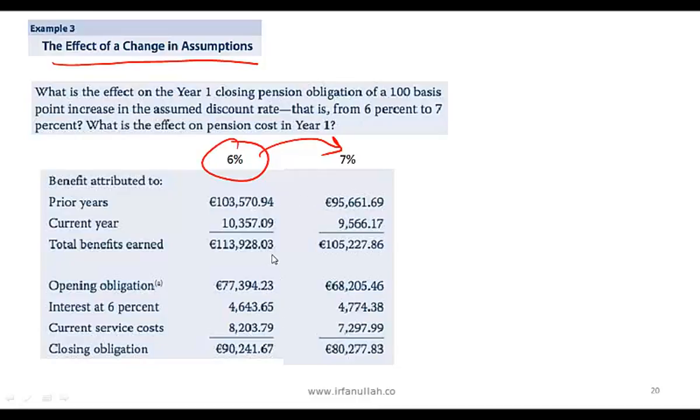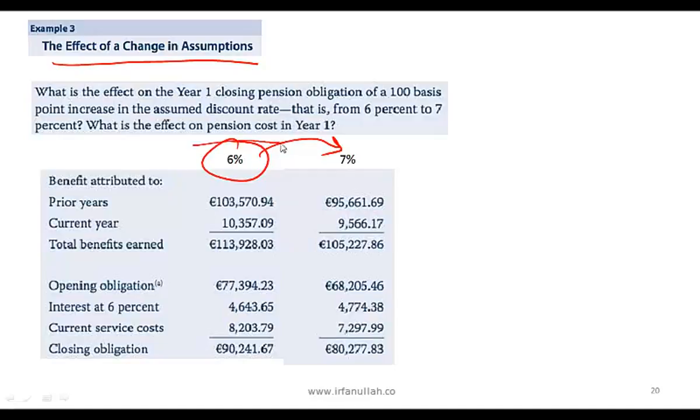Before you even get into the numbers, I want you to qualitatively recognize that a higher discount rate would reduce your pension obligation. Why? Because you are now discounting your future obligations at a higher rate. Since you are discounting at a higher rate, the present value is obviously going to be lower. And companies can manipulate their pension obligation by slightly increasing their discount rate. You need to be very aware of that as analysts.